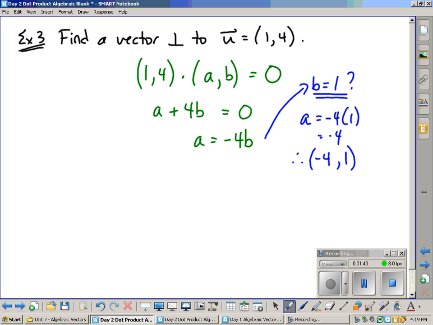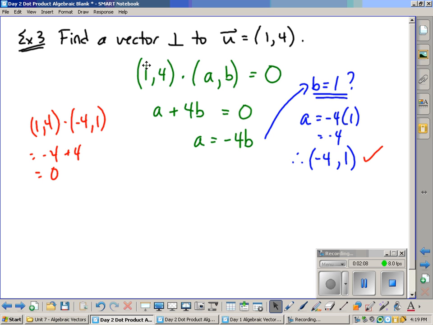Now we can check that, and I'll check that off to the side here. So 1, 4 dot negative 4, 1. Multiply the x's. 1 times negative 4 is negative 4. 4 times 1 is 4. And sure enough, it's 0. So I know that those two are definitely perpendicular.